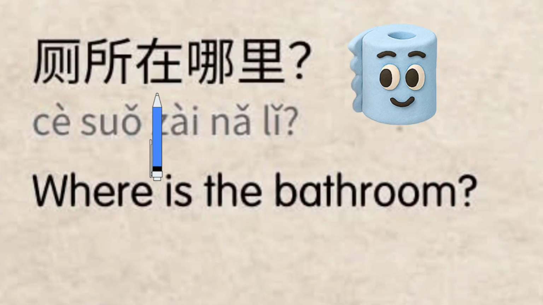厕所在哪里? Where is the bathroom? Hope you learn it. Let's find out the vocabulary which we just learned. 哪里. There it is, so easy. Hope you learn it. Let's move to our next vocabulary.